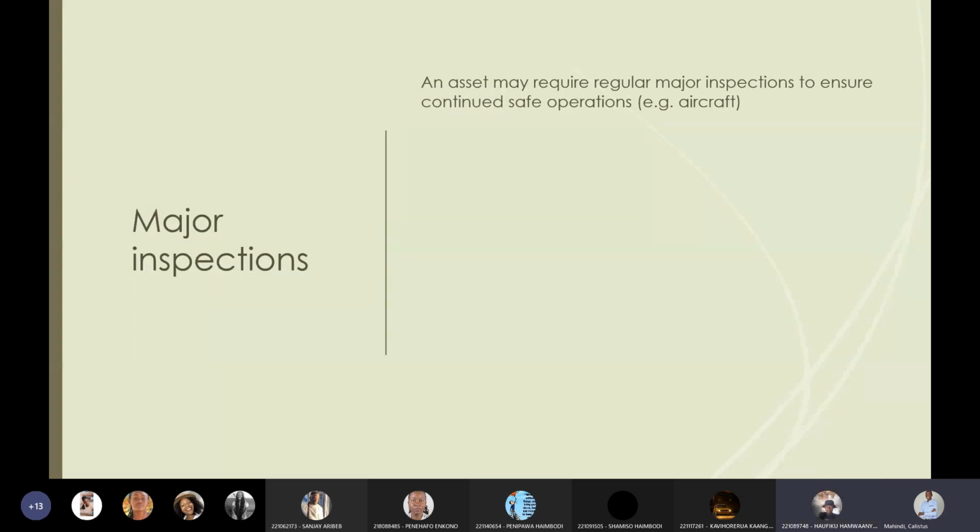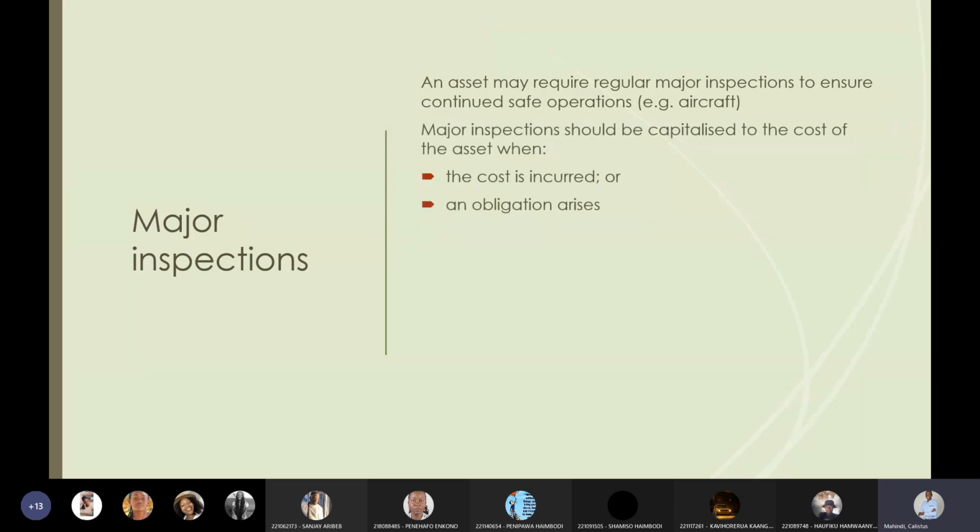The next aspect that we need to look at is major inspections. An asset may require regular major inspections to ensure continued safe operation. For example, an aircraft. An aircraft, after a certain number of flight hours, will have to be inspected to make sure that everything is still working as it should be. So major inspections, when they occur, should be capitalized to the asset, right? And this happens when the cost is incurred or when an obligation arises to do an inspection.